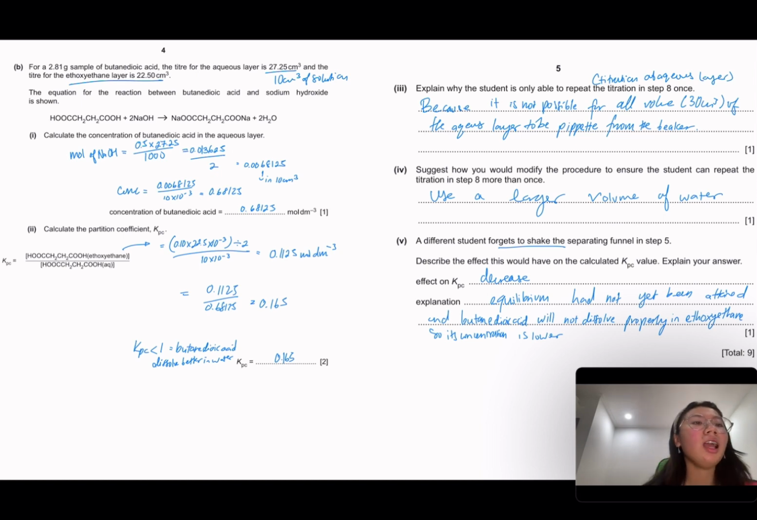Alright, a different student forgets to shake the separating funnel in step 5, and describe the effect this would have on the calculated KPC value. This would decrease. Why? Because if you're not shaking it, perhaps the equilibrium has not yet been reached, and your butanedioic acid may not have properly dissolved yet in your ethoxyethane. So the concentration would be lower, which also decreases the KPC value.